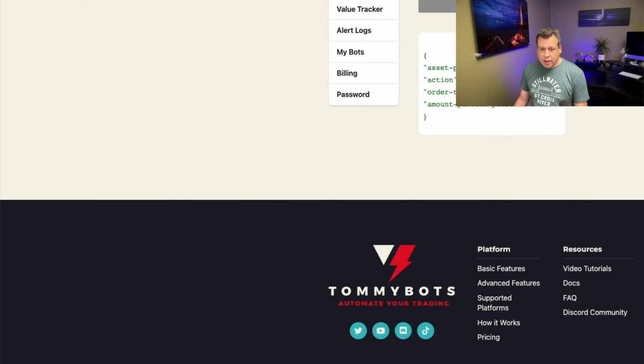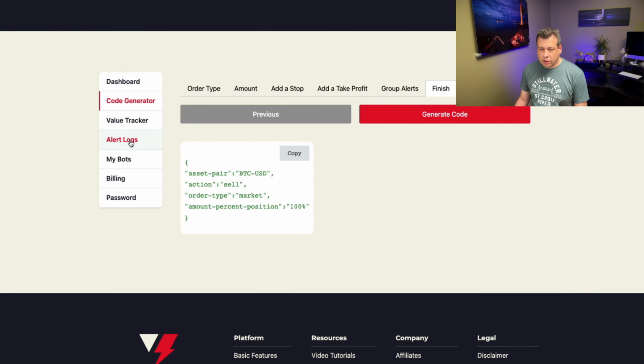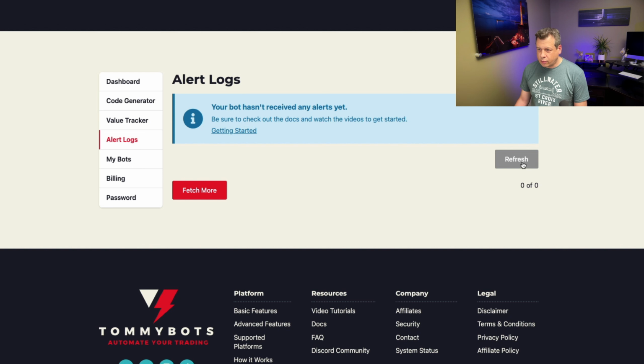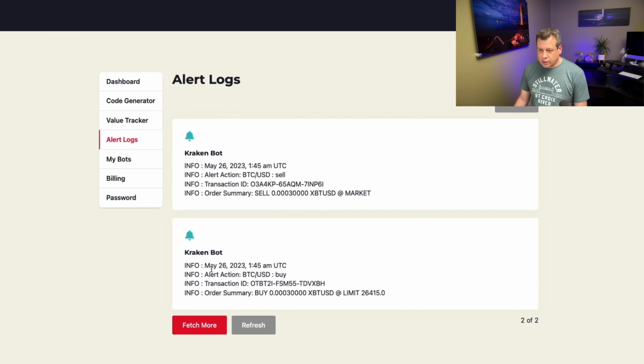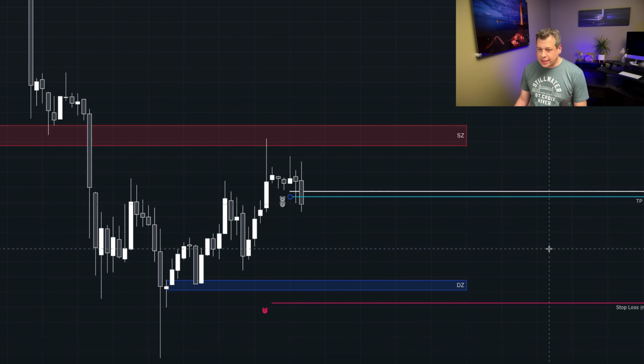And if we go to TOMMYBOTS, there's this little alert log section that you can click on. And if we click the refresh button, it will show us this is when we bought. This is how much we bought. We bought using a limit order at 26,415. And so it takes the current price of wherever the line is at the time that it's triggered. And all of the information for all your buys and sells will be listed here in the logs. And so you can see that there's our sell, there's our transaction ID, and you can always double check it with your account. But that's literally how easy this is.